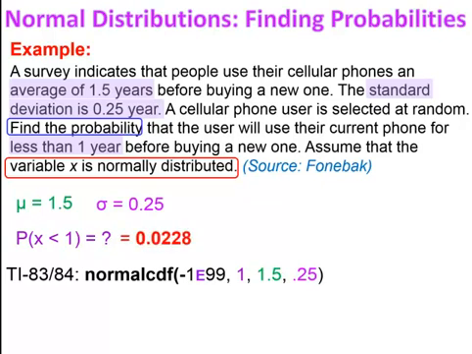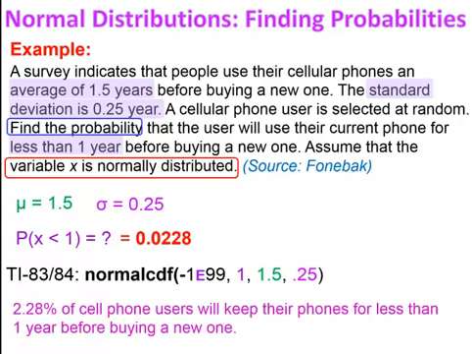You'll hit enter and you should get your area, or the probability, would be 0.0228. And really what that's stating is that 2.28% of cell phone users will keep their phones for less than 1 year before buying a new one. So it is giving us information. It is answering the question.